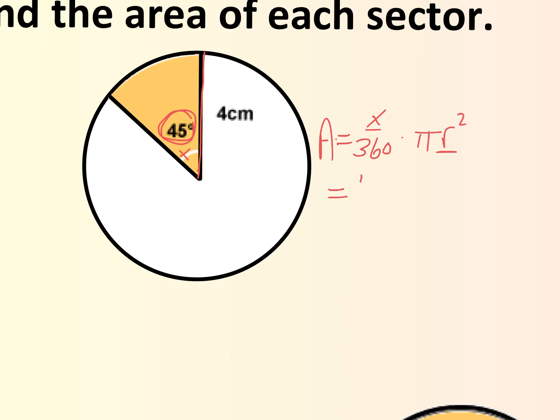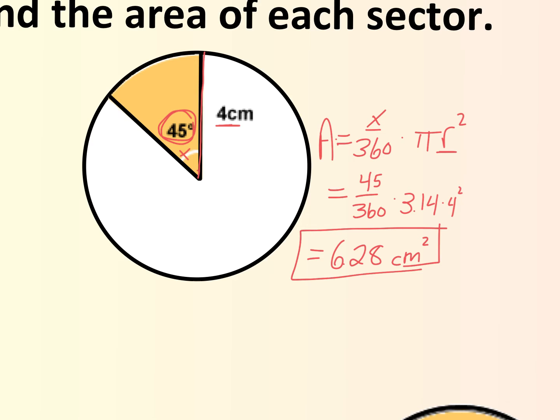So we're going to plug in 45 for x, 45 over 360 times pi, which is 3.14, times r squared. Our r is 4. So we're going to get 4 squared. Then all you got to do is just type that into your calculator. 45 divided by 360 times 3.14 times 4 squared, or 16. And you get an area for our sector of 6.28 squared centimeters. Remember, area is always going to be squared.